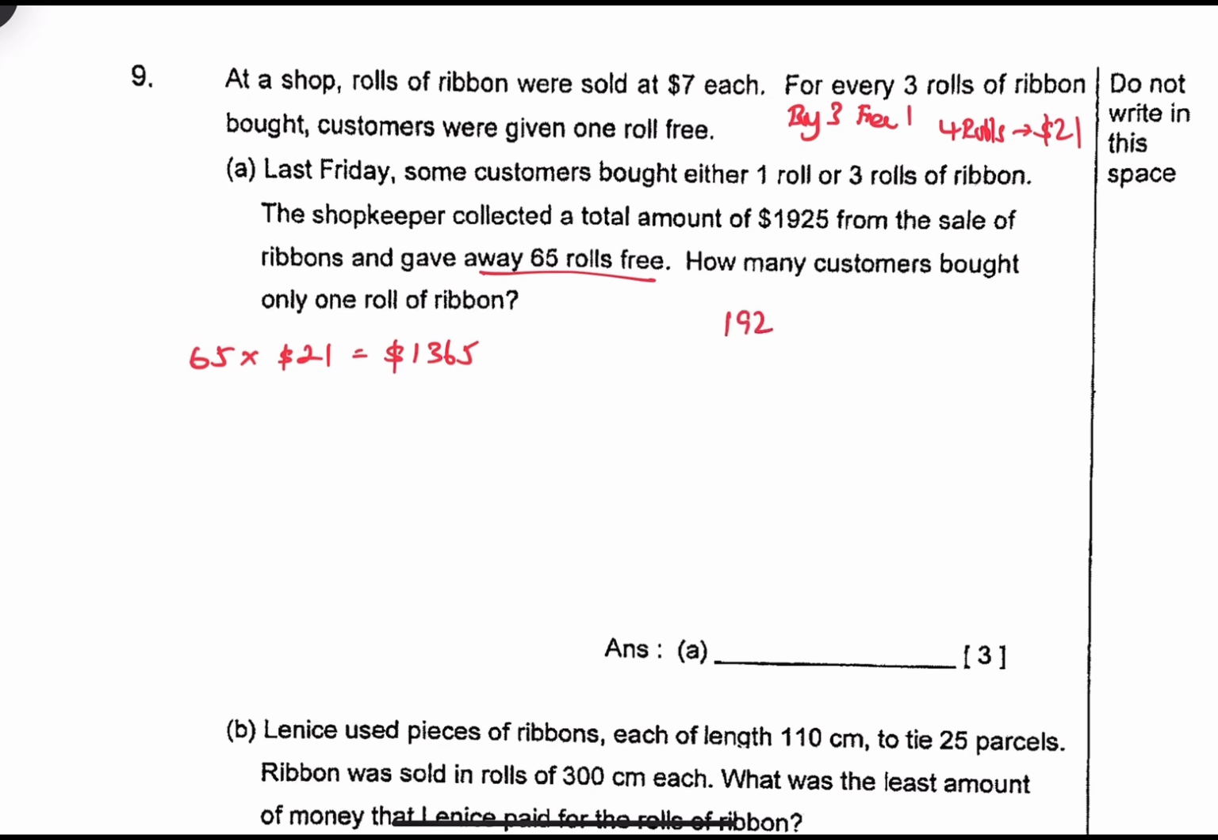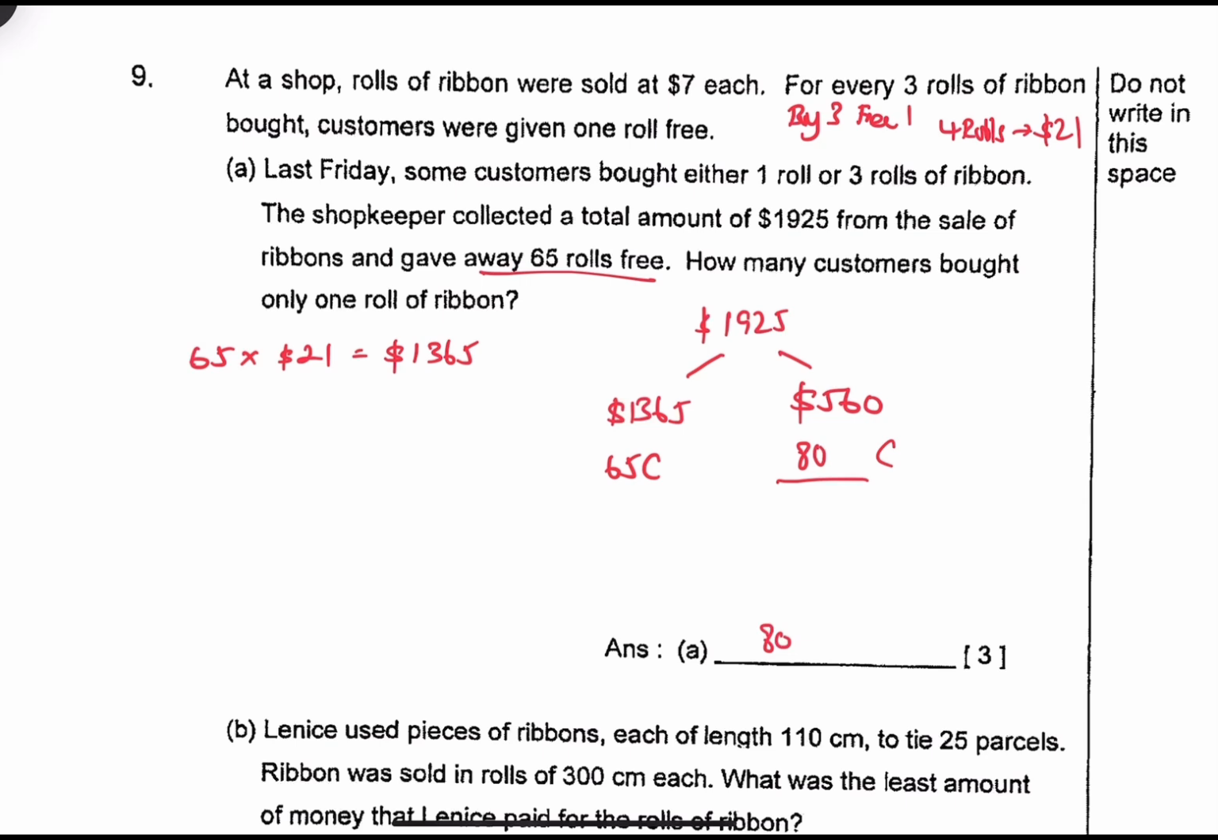So he has $1925. Split into 2 groups, one group is $1365. And from here, I need to find the other group that only buy 1, which is $560. This one we know. But the question asks how many customers bought only 1 roll, which means this part. You collected $560 from those buying only 1, right? So you divide 560 by 7, that will give you 80 customers. So there are only 80 customers that bought 1 roll each.